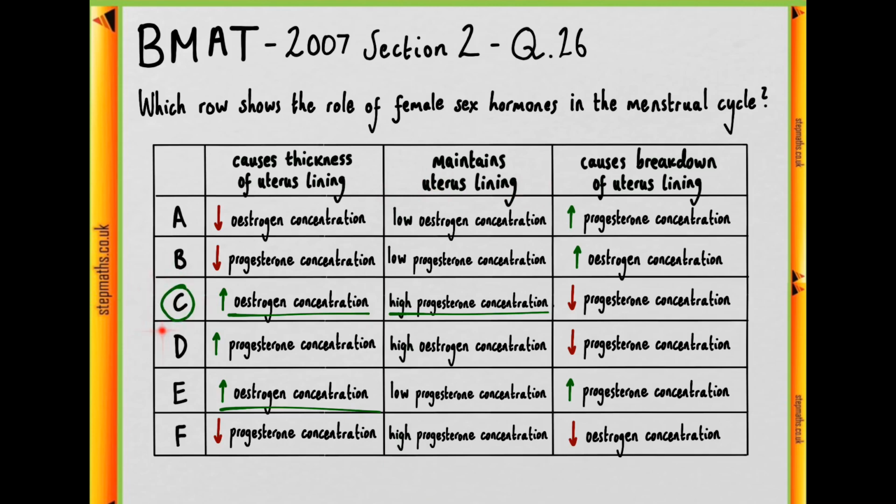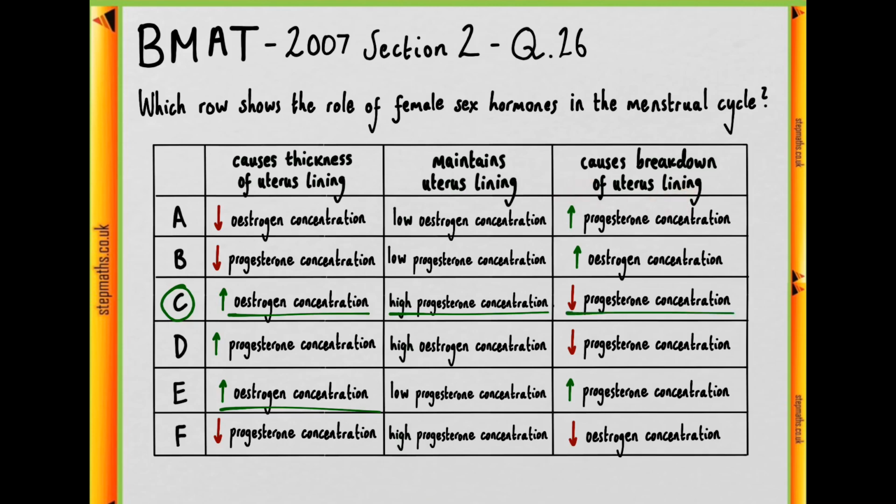So we can say that C is our answer. Let's move on to the next column just to make sure that we're right. What causes a breakdown in the uterus lining is a collapse in the progesterone concentration towards the end of the menstrual cycle, and that indicates that there's been no implantation and that the uterus lining can now break down in a period.